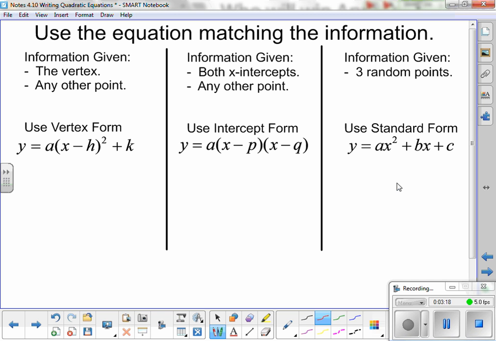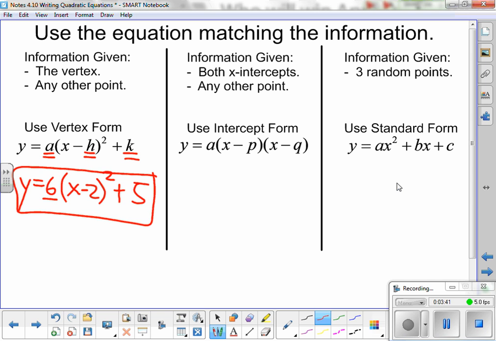this one. Keep in mind, any of these, you have to find a certain amount of information before you can start writing your equation out. So for example, this one you would need your a part, your h part, and your k part. So for example, let's say you found out that your a was a 6, so this would be a 6, and you found your h was a 2, so x minus 2 squared, and your k was a 5. And that would be your equation, because you found your a part, your h part, and your k part. So those are the numbers that you would have to plug in to actually get your equation out. Over here, you'd have to find your a part, the p part, and the q part. P and q are your x-intercepts. On the third part, you'd have to find the a, the b, and the c, and then you'd plug in those values.